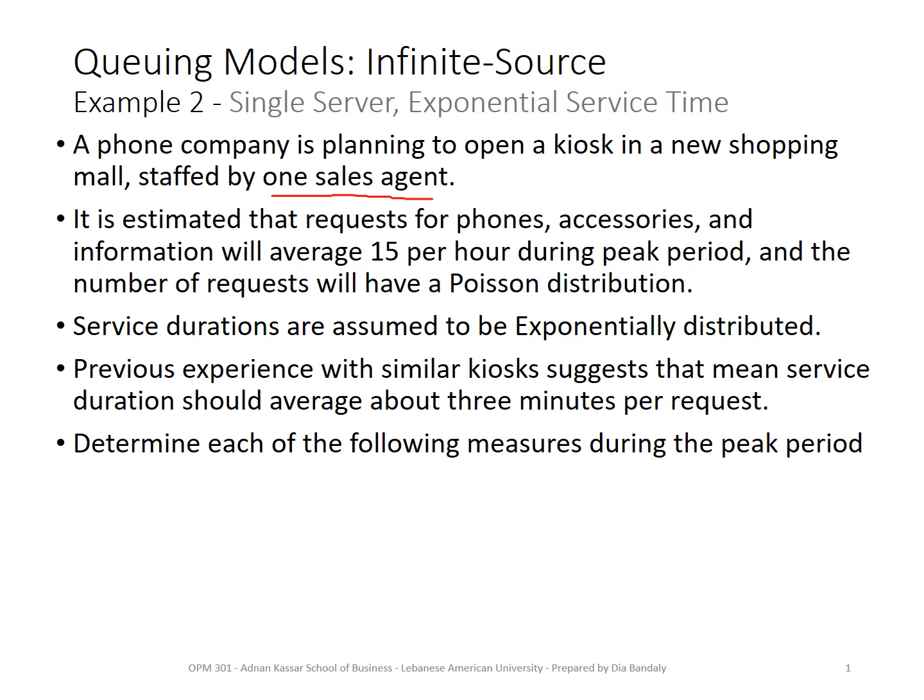It was given or estimated that requests would come at a rate of 15 per hour during peak periods. It doesn't matter what our period is, as long as this is consistent in all our calculations. So during a certain peak period, let's say 2 hours, 3 hours, whatever, this is the arrival rate. It's 15 per hour, and it follows a Poisson distribution. Service duration follows an exponential distribution, and previous data told us that on average we'll have a service time of 3 minutes. So we need to determine a number of performance measures.